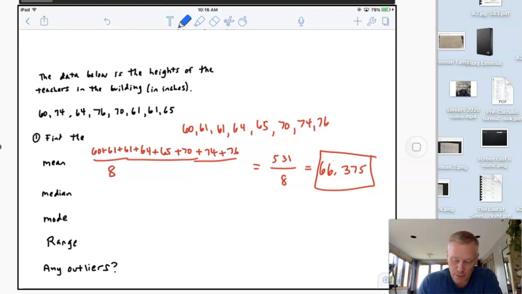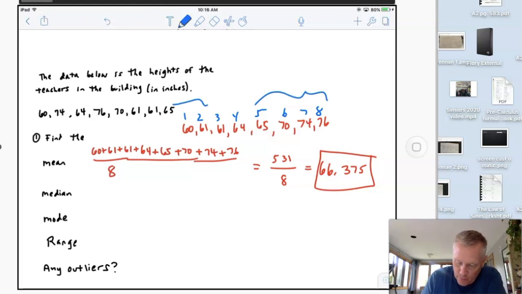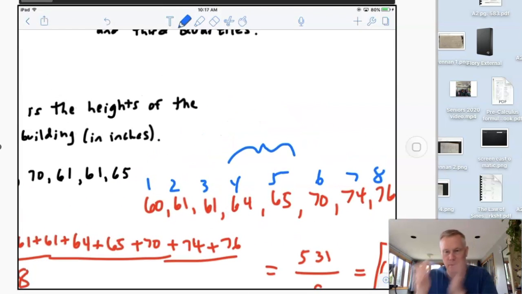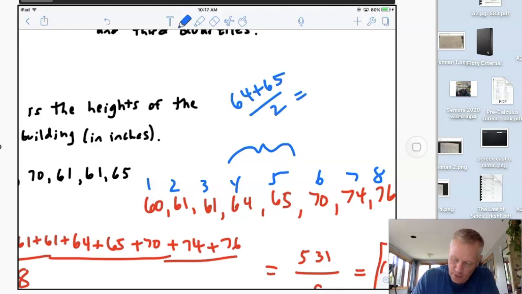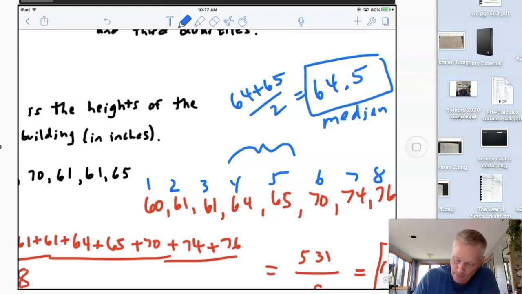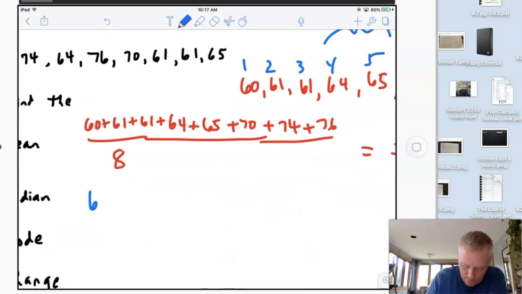All right, median. Median's the middle number. All right, so I have 8. So it goes 1, 2, 3, 4, 5, 6, 7, 8, which means I got 4 on this side and I got 4 on this side, which means I've got 2 numbers in the middle. It's those 2 there, okay? The 64 and the 65, which means if there was only one in the middle, that would be the median. But if there's 2 of them, you add them together and divide by 2, and that's my median. So 64 and a half.